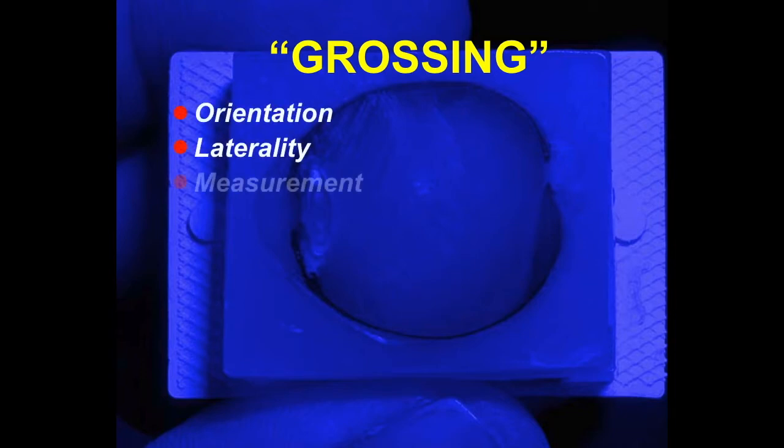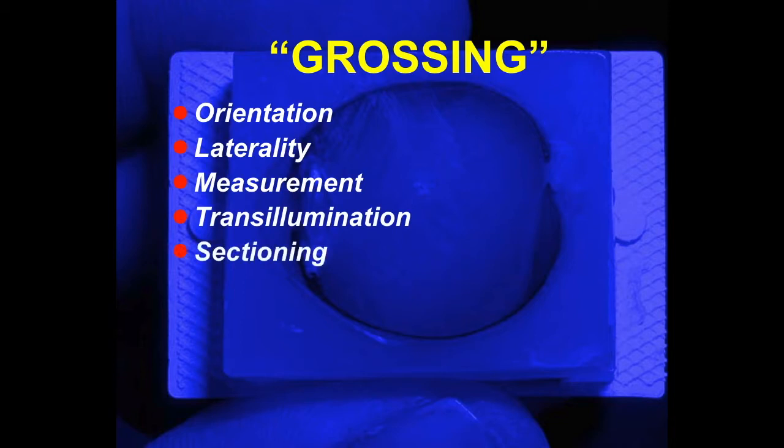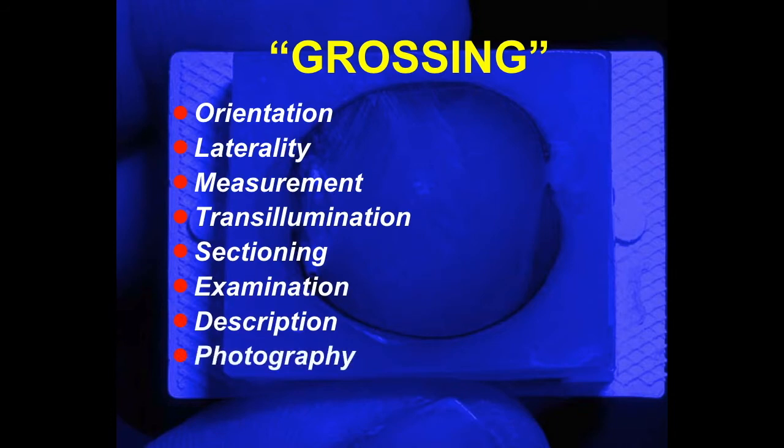In the laboratory, we do what's called grossing. This involves orienting the specimens, determining the laterality, performing a series of measurements on the eye, transilluminating the eye to look for tumor shadows or signs of prior surgery, cutting the eye, examining it carefully under the dissecting microscope, describing what we see, and taking photographs. The specimen is then submitted for sectioning.